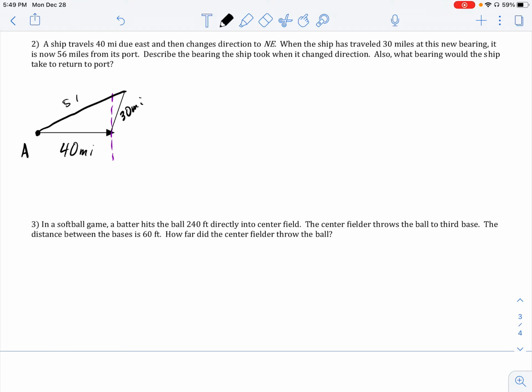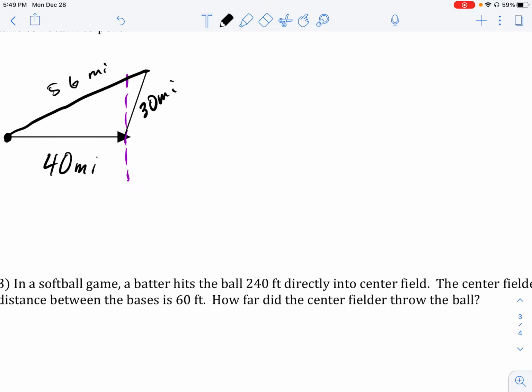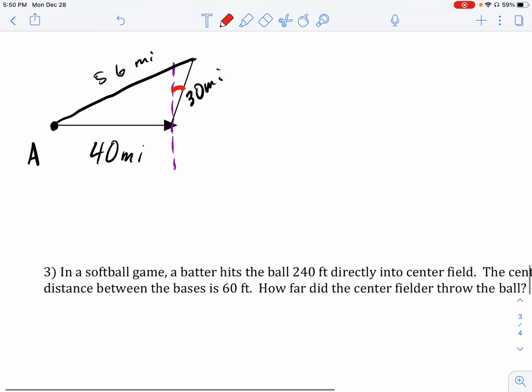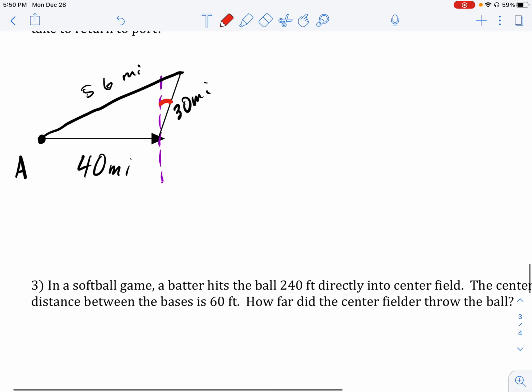is 56 miles. Okay, so the problem is asking us to describe the bearing the ship took when it changed direction. So what we need to find is this particular bearing here. What was the bearing it took when it changed directions from this point? And so let me continue just labeling all of these points. So we're going to call this point B, call this point up here C. It'll help us keep track of all the angles that we're about to find.